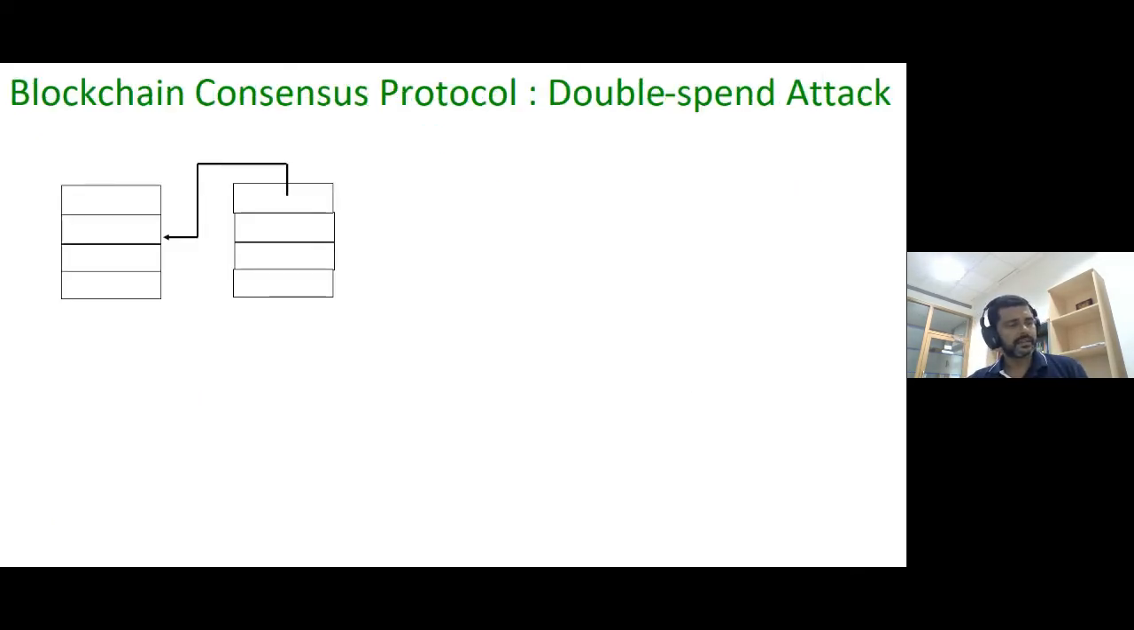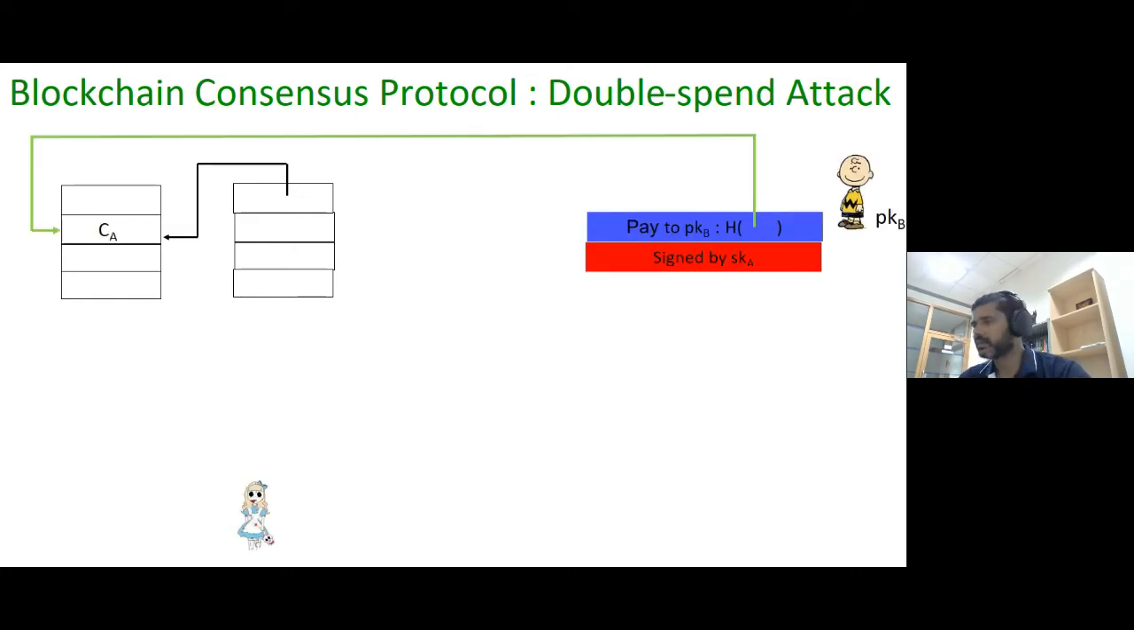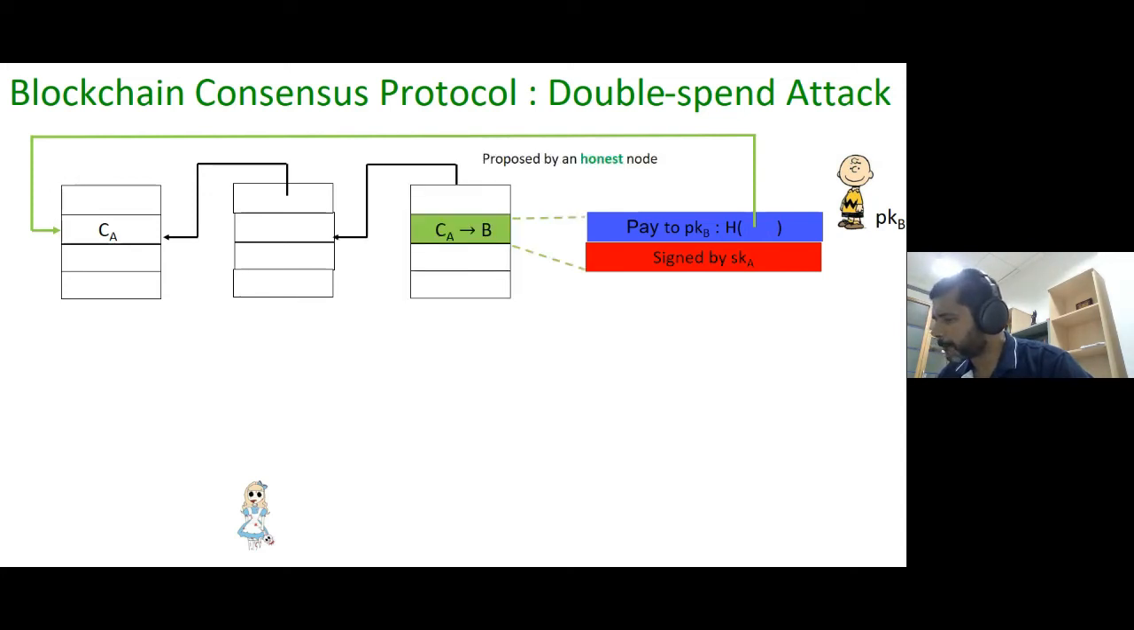Now let's see whether double spending is possible in this consensus protocol or not. Okay, so imagine that Alice has paid Bob some coin. Okay, so Alice has created, so this coin CA, this is owned by Alice.